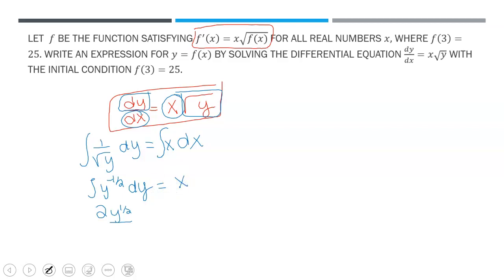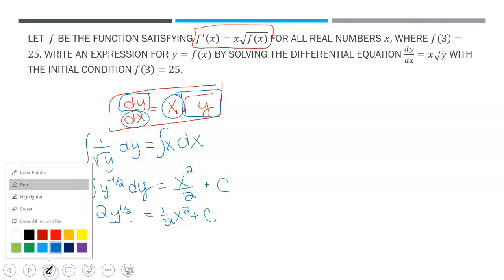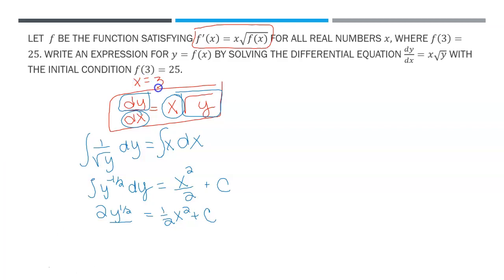This is x to the 1. That becomes x squared over 2. And we cannot forget our constant c. We're integrating without bounds, therefore c. We were given initially that x is equal to 3 and y is equal to 25. So we're going to take that x equals 3 and that y equals 25, and we're going to use them to find c.